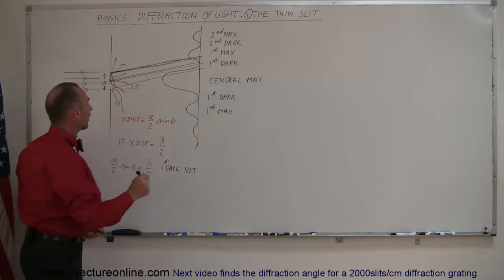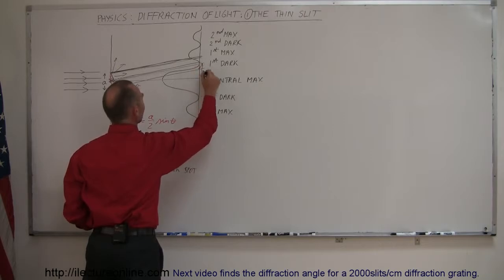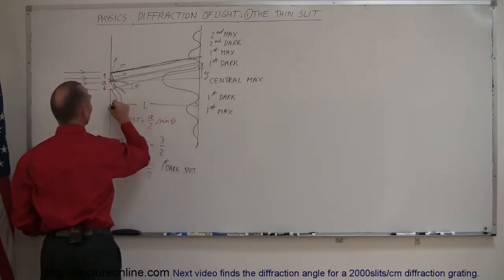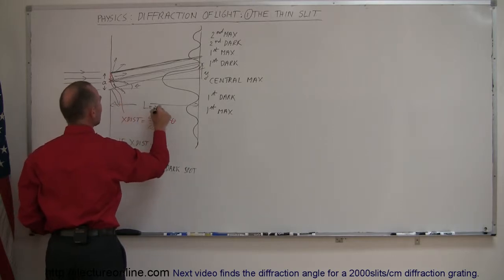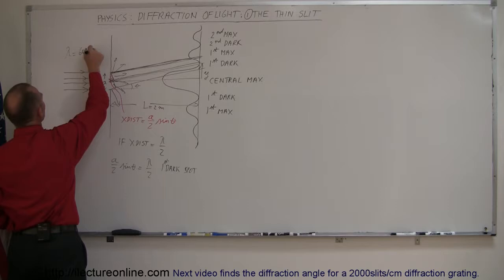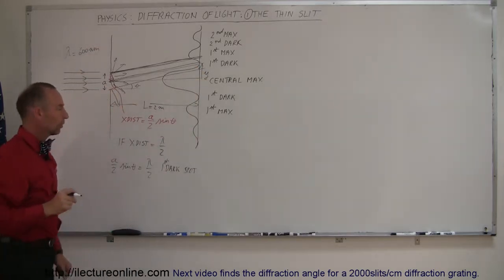Okay, now let's find out how far away from the central maximum that will occur. Let's say that distance is y. Let's say that the distance to the screen is L, and let's say that L is equal to 2 meters. Let's say that we're looking for lambda equals 600 nanometers. How far away from the central maximum will that occur?